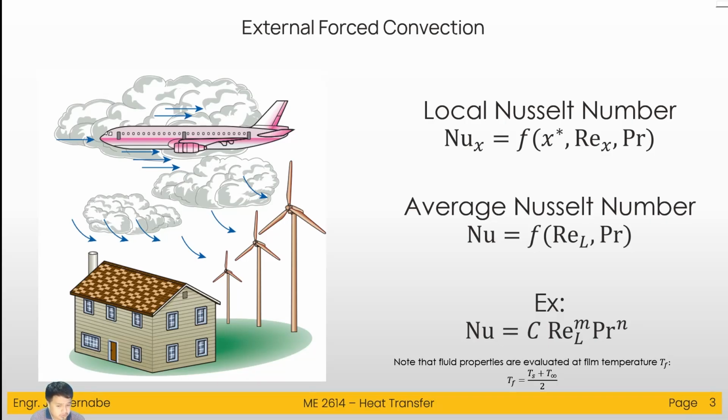We are usually only interested, for this engineering subject, in the average Nusselt number. The general form of the relationship between the Reynolds number, Prandtl number, and the Nusselt number is a constant times the Reynolds number raised to m and the Prandtl number raised to n. Remember, as a side note, that the properties should be evaluated at the film temperature, which is the average of the surface temperature and the free stream temperature.